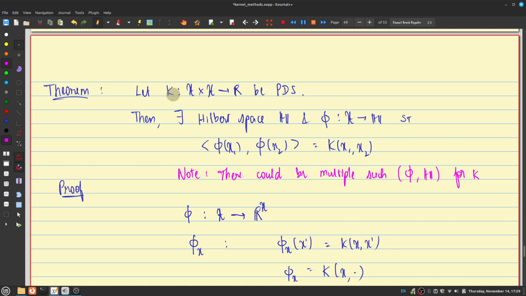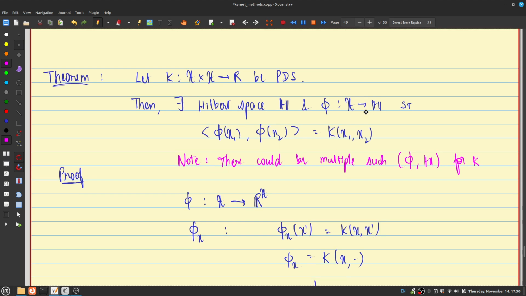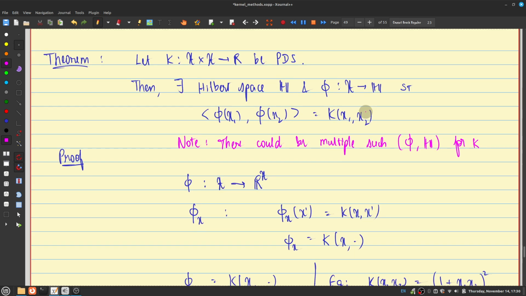I'm not going to prove this, but you can look at the lecture notes by Percy Liang for at least a sketch of the proof. It requires a lot more real analysis to prove uniqueness and so on. Yes, the H is unique. And similarly, for a given reproducing kernel Hilbert space, the corresponding kernel is also unique. So there's a one-to-one map between these kernels and the reproducing kernel Hilbert spaces. Again, we won't prove this particular fact.